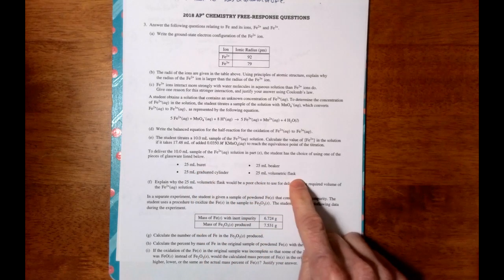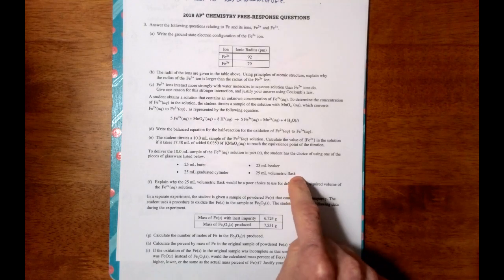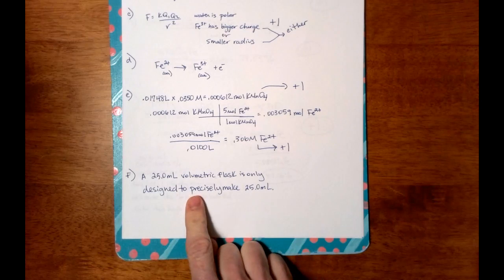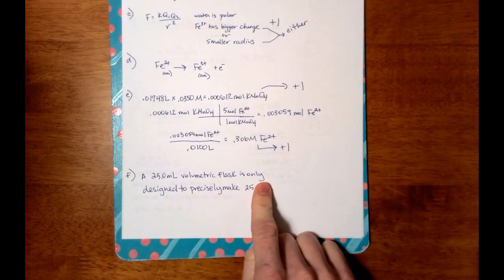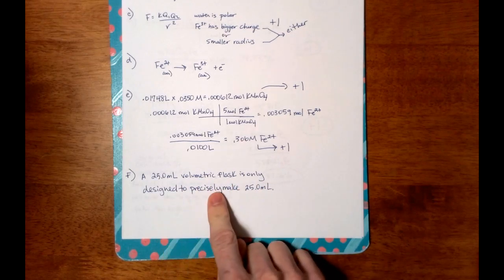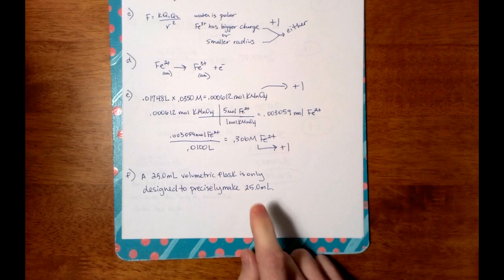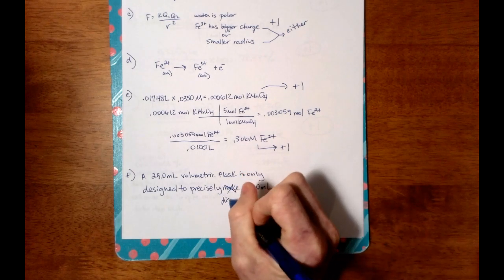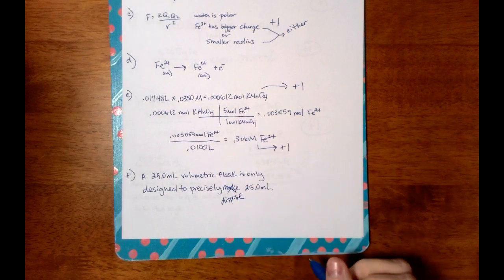The volumetric flask would only be precise if we were getting 25 milliliters. So we just need a quick answer that a 25 milliliter volumetric flask is only to precisely make or dispose, I guess, is a little bit better their way to say it, to dispose of 25 milliliters. So that is A through F for question number 3 for the 2018 AP Chemistry free response.